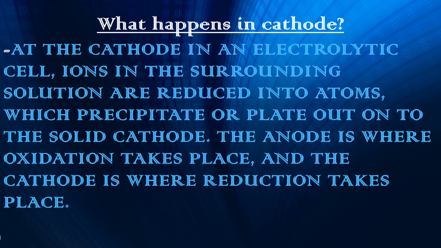At the cathode in an electrolytic cell, ions in the surrounding solution are reduced into atoms, which precipitate or plate out onto the solid cathode. The anode is where oxidation takes place, and the cathode is where reduction takes place.